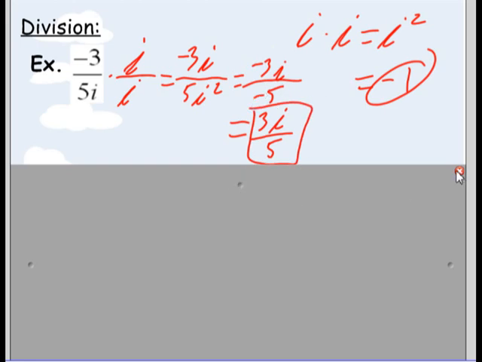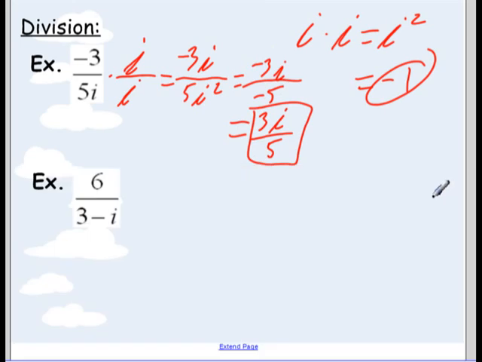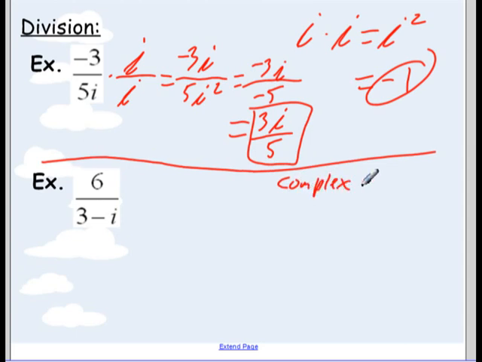Okay, but wait, there's more. What do we do here? So here, multiplying top and bottom by i doesn't help us because we'd have to distribute the i and we'd end up with a 3i in the denominator, which would mean it's not rational yet. So we're going to use a little trick, not really a trick, but a mathematical technique. We're going to use the complex conjugate, it's called, the complex conjugate.